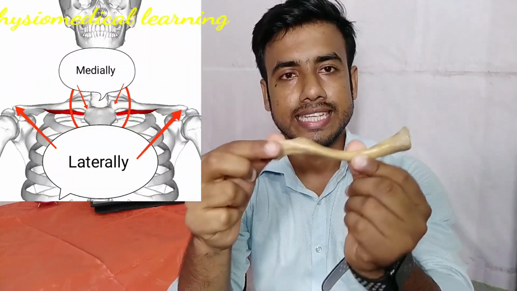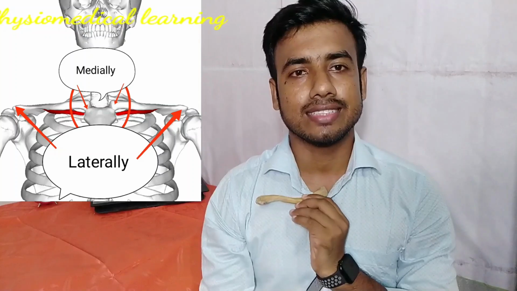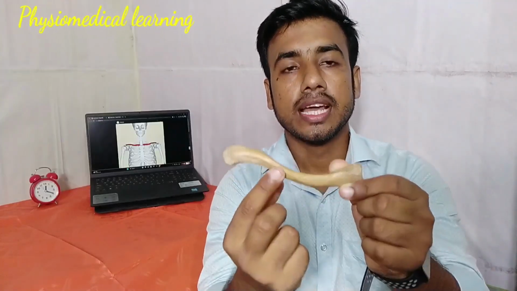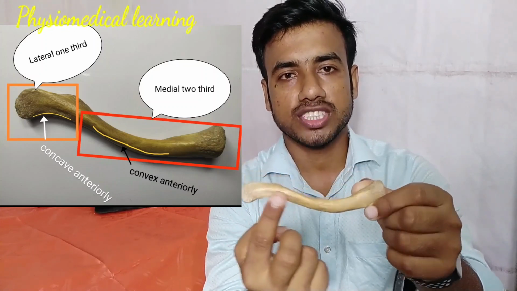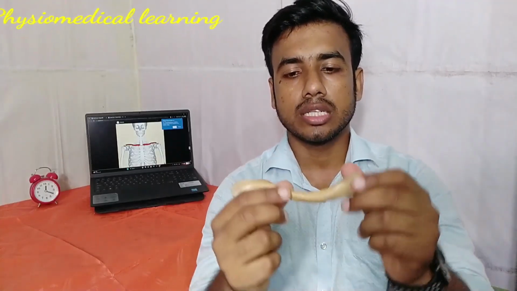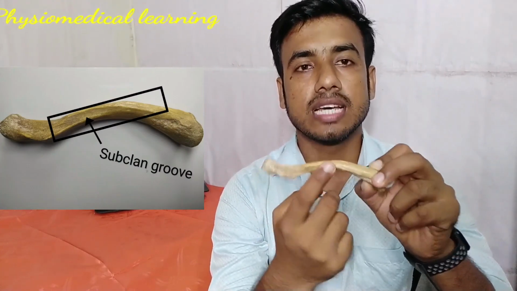Now we are talking about the anatomical position and the side determination of the clavicle. This flat acromial end lies laterally, and this rounded sternal end lies medially. The medial 2/3 of the shaft is convex forward, and the lateral 1/3 of the shaft is concave forward. The medial 2/3 of the shaft presents the subclavian groove on its inferior surface. So here the acromial end is lateral, the sternal end medial, the shaft convex forward in the medial 2/3 and concave forward in the lateral 1/3. So we can easily say that this is the right side clavicle.